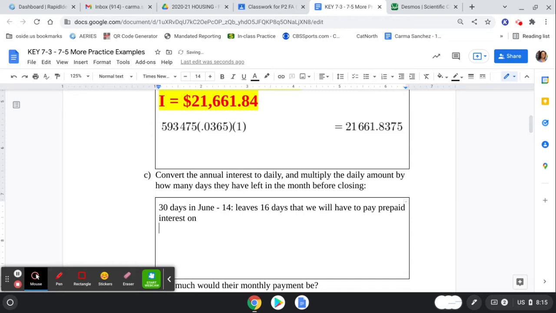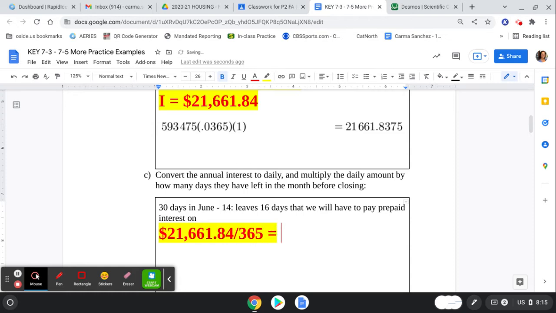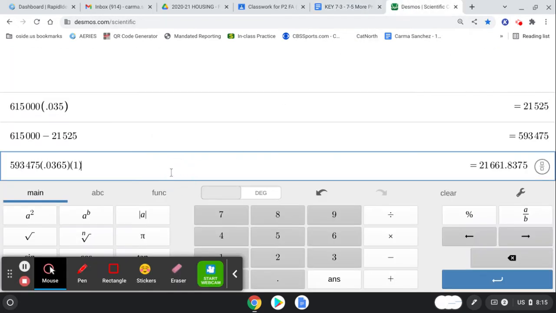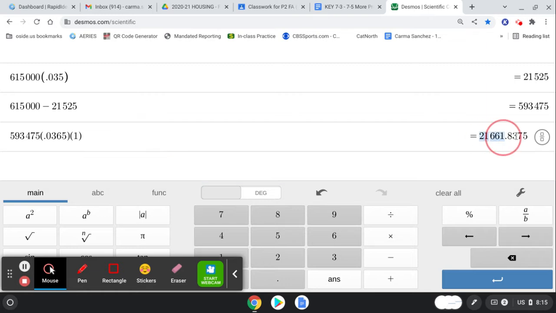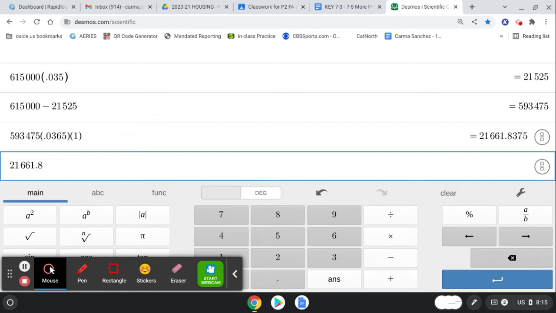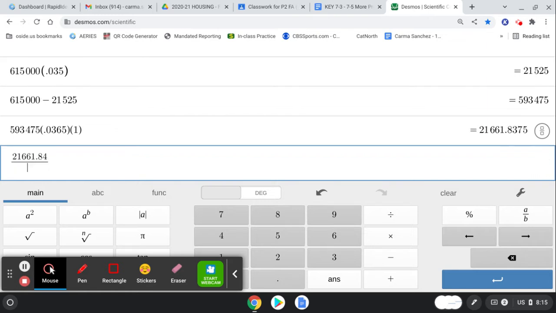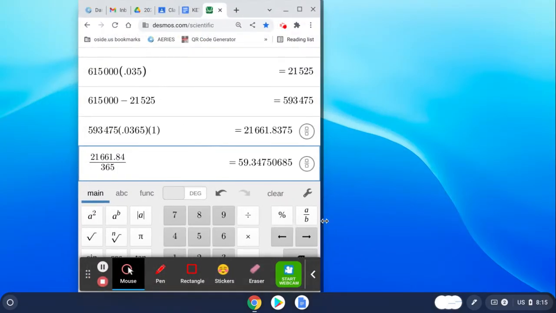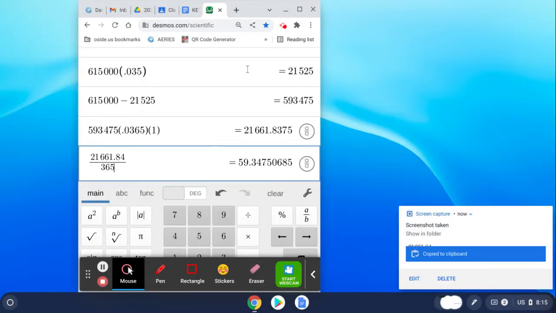Okay, so let's go get the daily amount, 21,661.84. We need to divide that by 365 days in the year, and let's go see what we get. So this number, 0.84 divided by 365, that gives us 59.35 as a daily rate. That means it costs that much to live in your house daily.